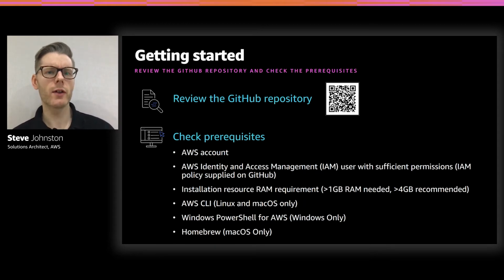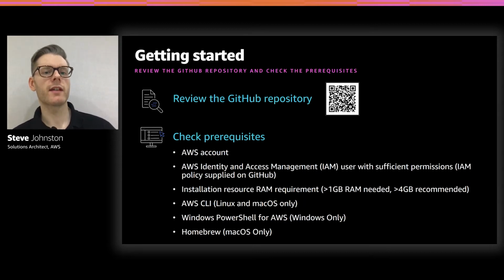The QR code on screen now is for that, and you can either reach that via that method, or you can search your favorite search engine for the FHIR Works on AWS deployment GitHub page.